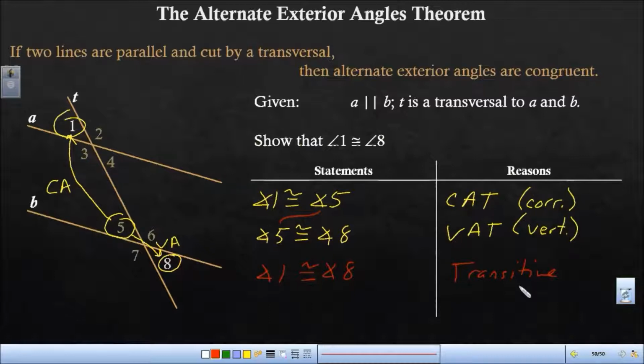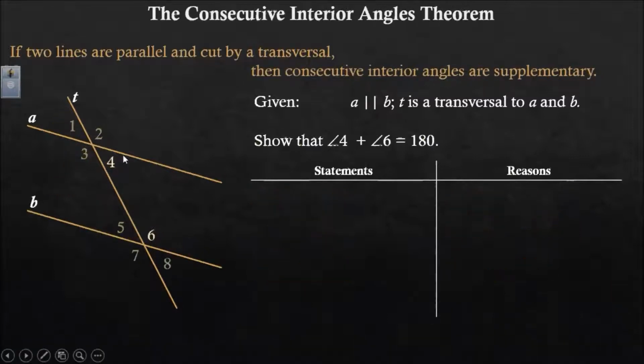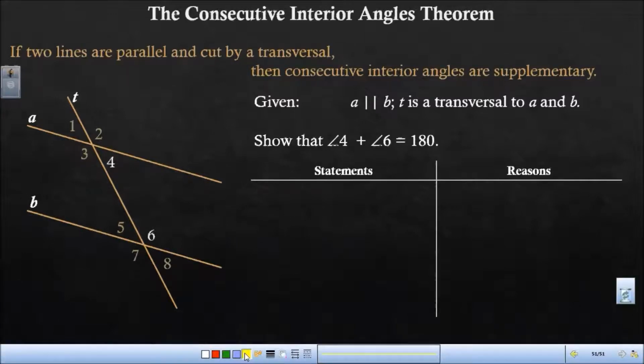Next up is the consecutive interior angles theorem. We need to connect 4 to 6 using corresponding angles. Now this is much more difficult, because we have to go through the whole linear pairs ordeal. But here's how we do it. You need to select an angle that is both a linear pair and a corresponding angle. So it's got to be like a linear pair to 4 and corresponding to 6.